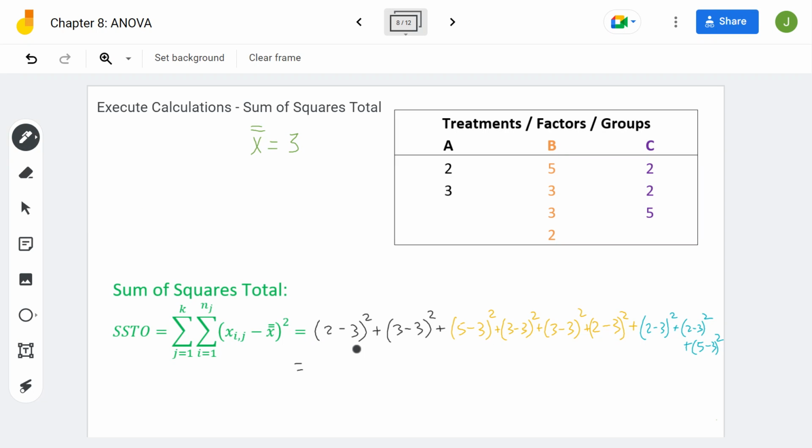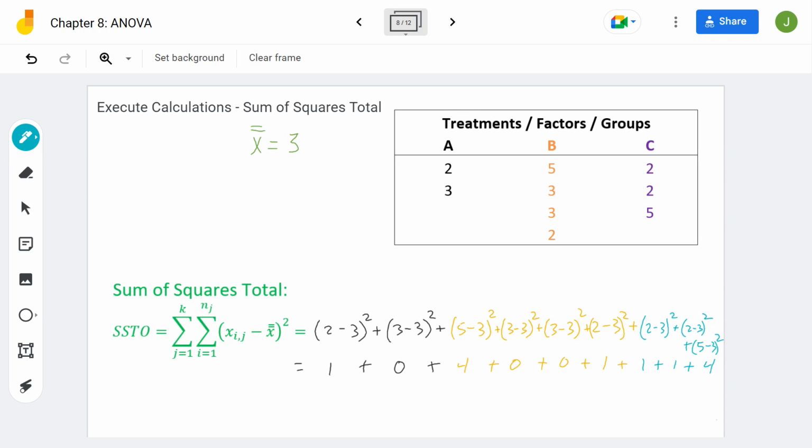So when we go through and do this, 2 minus 3 is -1, squared is going to be 1. 3 minus 3 is 0, squared is going to be 0. 5 minus 3 is 2, squared, which is 4. 3 minus 3 is 0, 3 minus 3 is another 0, 2 minus 3 is -1, squared is going to be +1, and then 2 minus 3 is -1, squared is +1, the next one will be +1, 5 minus 3 is 2, and when we square that, that's going to be 4.